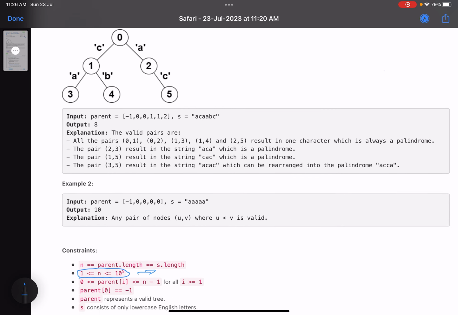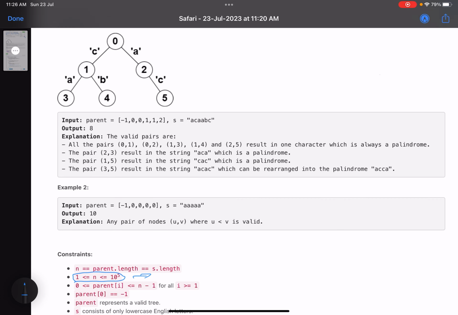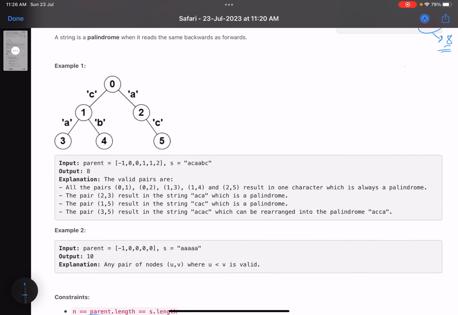Can I hold some information? Can I see some observations which can help me in solving the problem? So let's just check that. Let's consider some node. Suppose this is a node. Let's call this the root node, root node A. This is node B. This is node C.